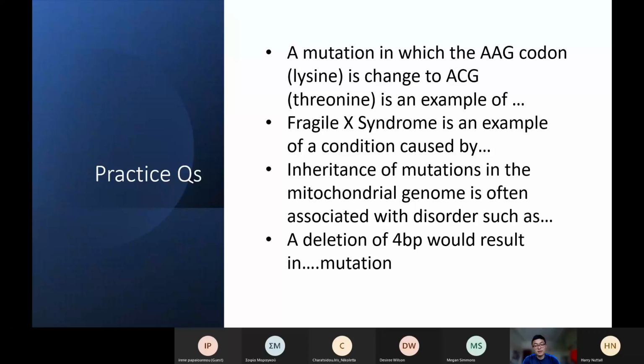Okay, so this is an example of a missense mutation because we've changed one codon. We haven't necessarily changed the reading frame, nor have we encoded a premature stop codon, so it's a missense mutation.